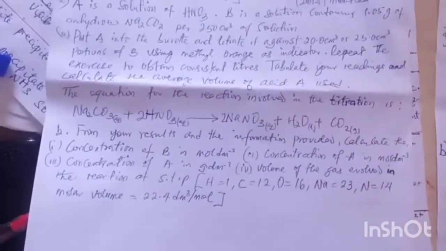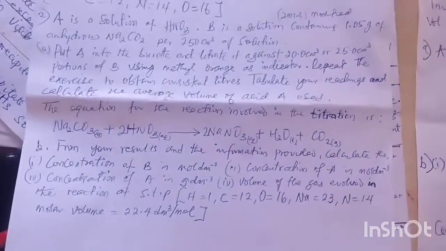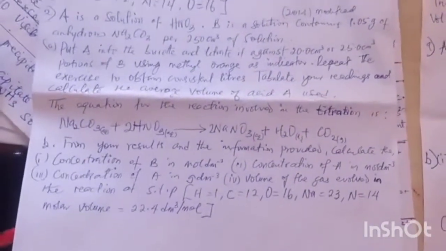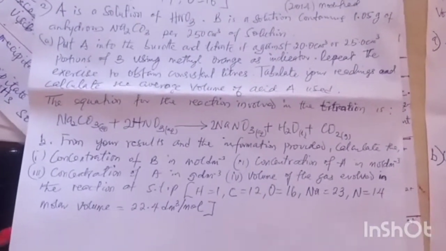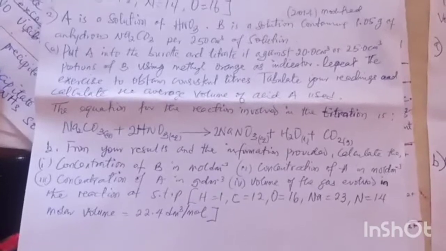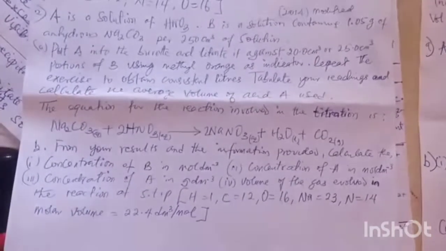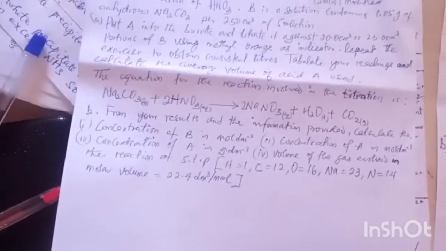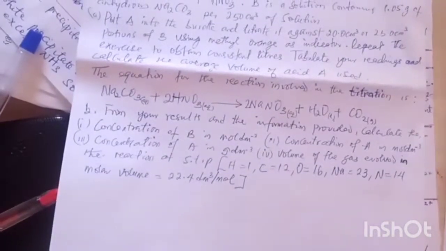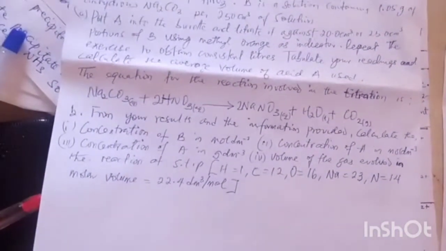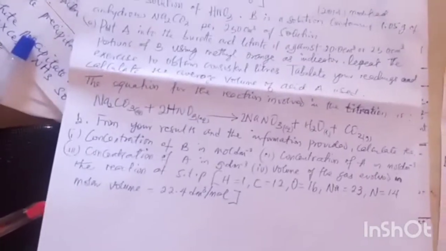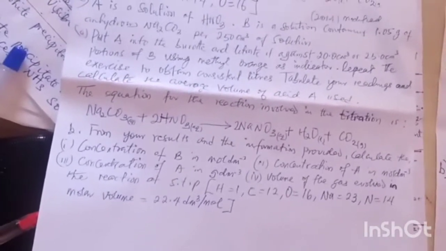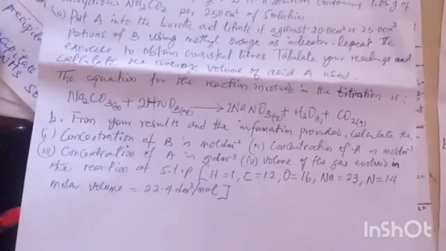Repeat the exercise to obtain consistent titers. Tabulate your readings and calculate the average volume of acid used. The equation for the reaction involved in the titration is, so you have sodium trioxocarbonate(IV) plus trioxonitrate(V) acid reacting to give sodium trioxonitrate(V), water and carbon(IV) oxide.